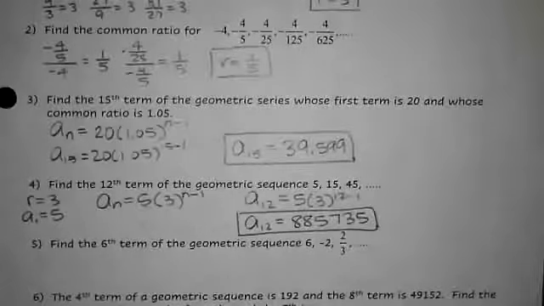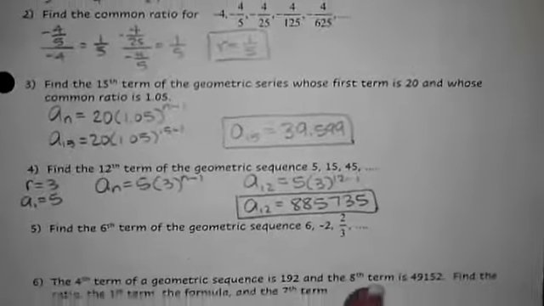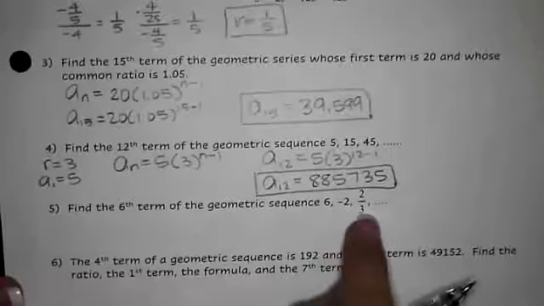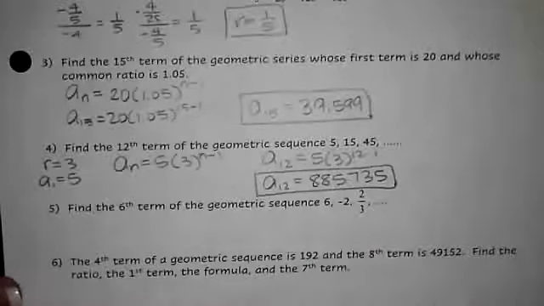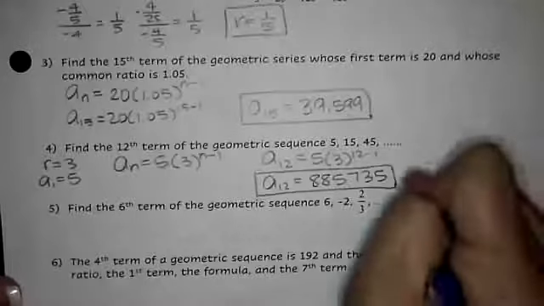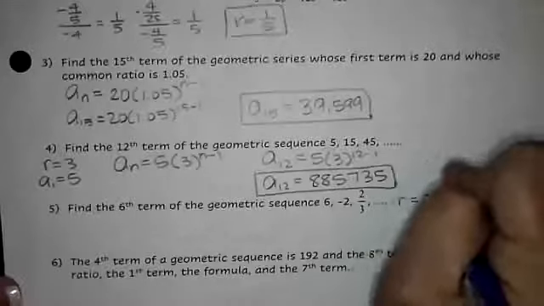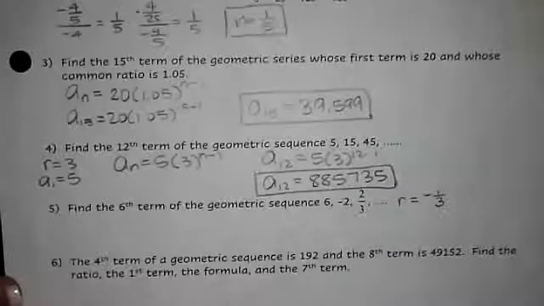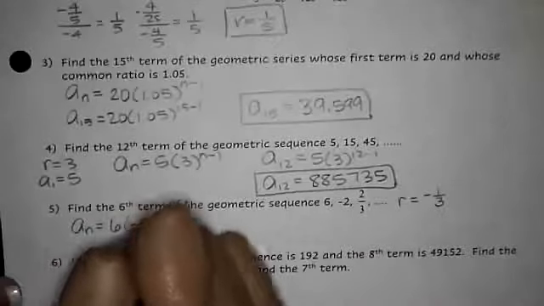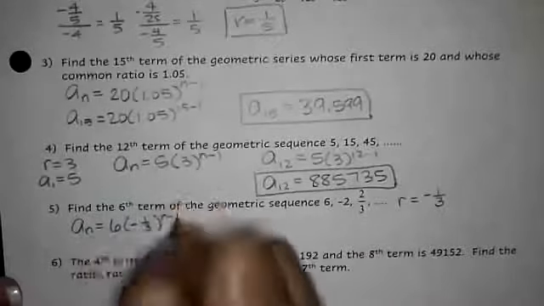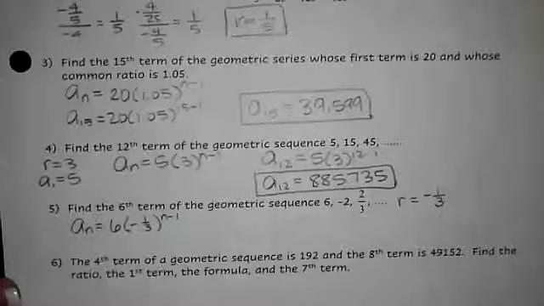All right, for the next one, it says find the 6th term of the geometric sequence 6, -2, 2/3. Again, don't worry about the fractions because you can use a calculator, but you're going to go ahead and take that -2 and divide by 6. And that is -1/3. So that's our ratio. Our first term then is 6. So our equation is 6 times -1/3 to the n minus 1.